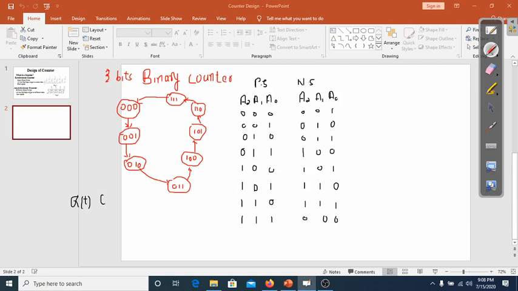This is the present state. This is the Q of t plus 1, the next state. So here is the input for T flip-flop. When present state is 0 and next state is 0, there is no change, so the flip-flop input would be 0. When there is a change from 0 to 1, present state is 0, next state is 1, so the input would be 1 here.